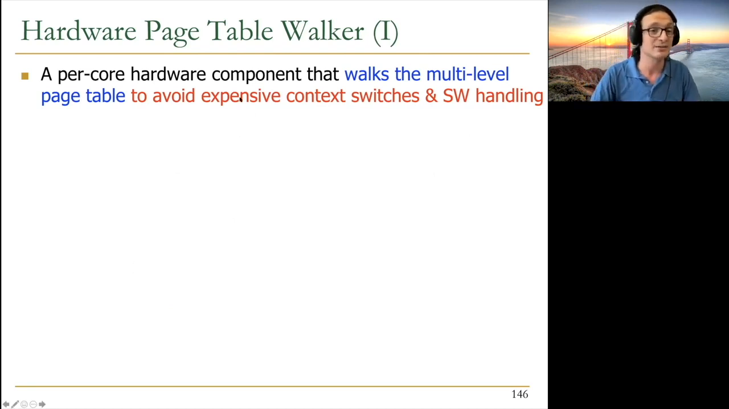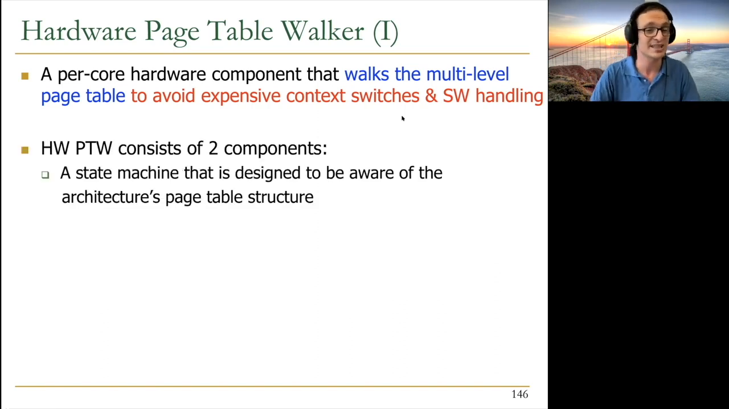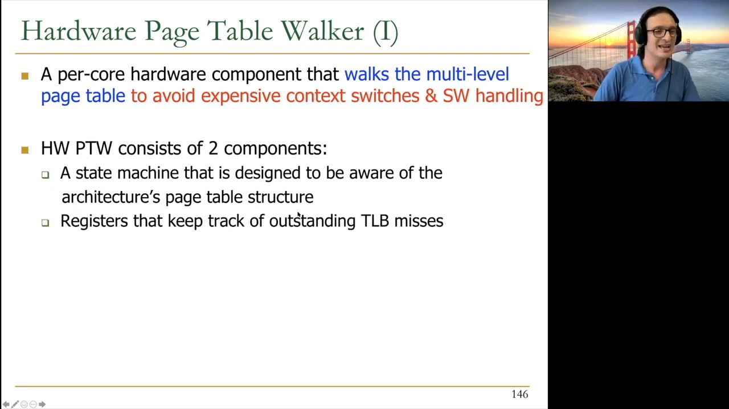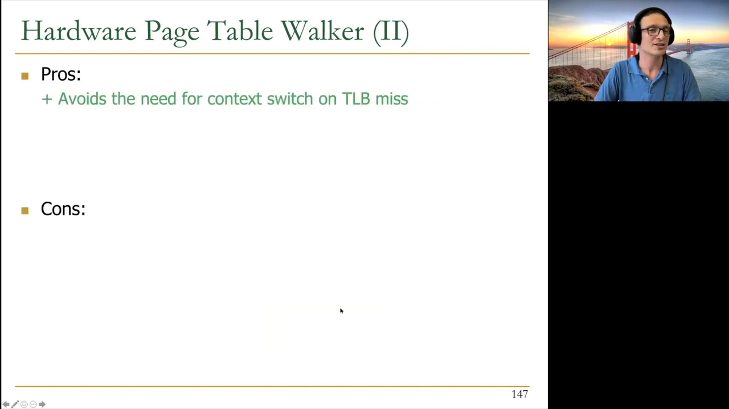It walks the multi-level page table to avoid expensive context switches and software handling of TLB misses. It has two components. One is a state machine that is designed to be aware of the architecture's page table structure, and then registers that keep track of outstanding TLB misses. I'm not going to go into the details of it, but you can imagine how the state machine walks the page table. Of course, we actually saw the slide earlier.